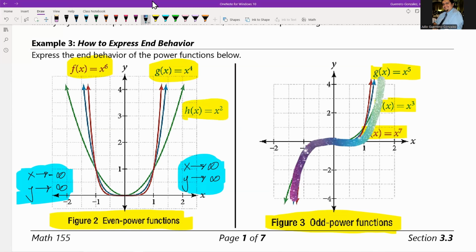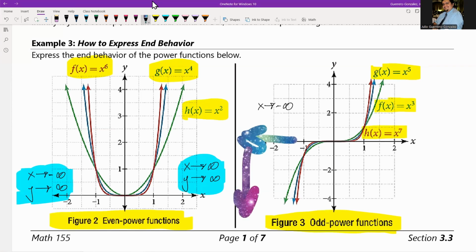Now to write the end behavior for these, we use the same sort of logic. So as x approaches negative infinity, as we go this way on the x-axis, what's happening to my graph? It is taking a nosedive. So they're going downward. So we say here, as x approaches negative infinity, my y values approach negative infinity as well.